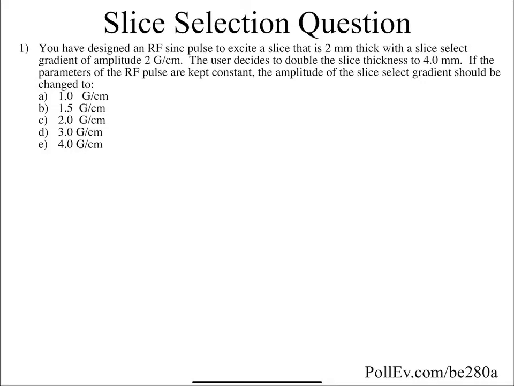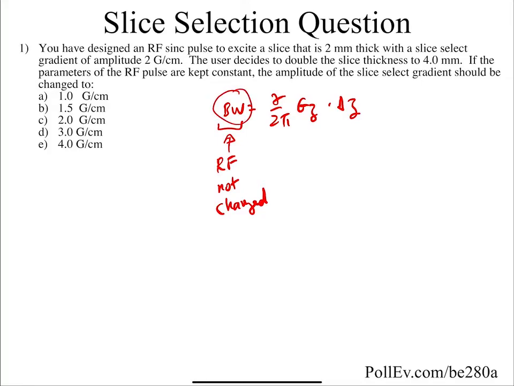Okay, let's take a look at this question. We know that bandwidth is equal to gamma over 2 pi Gz times delta z, right? So has the bandwidth changed here? No, right? Because the sinc RF is not changed. So we haven't changed the bandwidth of our pulse, so we know that this is going to stay constant, right? Okay, so the delta z has gone up by a factor of 2. So what must Gz do to keep the bandwidth the same? Go down by a factor of 2. Okay, so the answer in this case would be 1 gauss per centimeter.